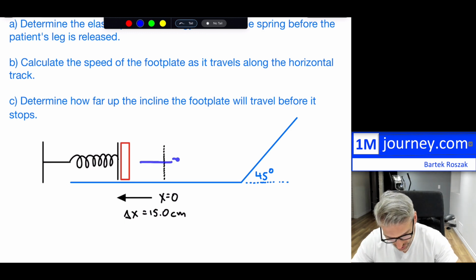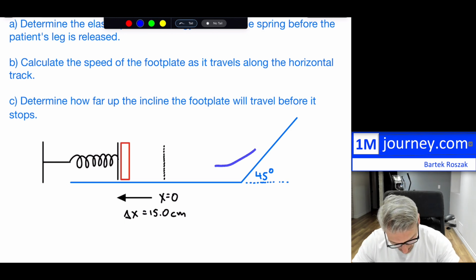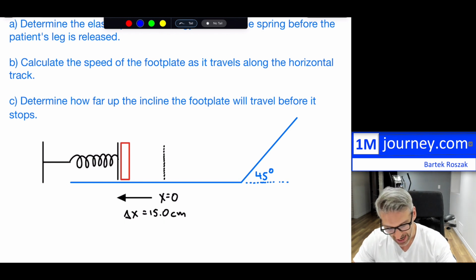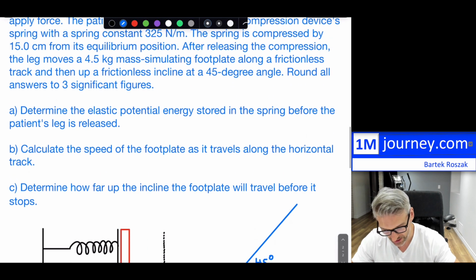And then as it lets go, obviously it will pick up speed, and then it's going to move up this ramp. And then of course it's going to stop at some particular point. So let's take a look and see how we can break all of this down. I'm going to just write down all of the information that they gave us.